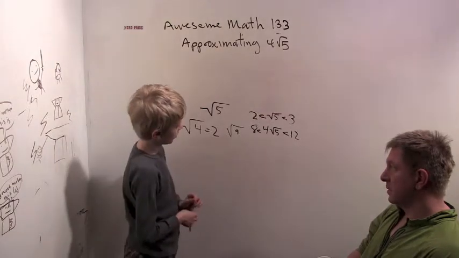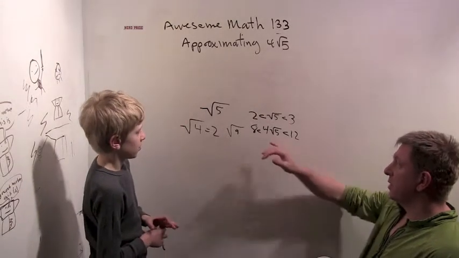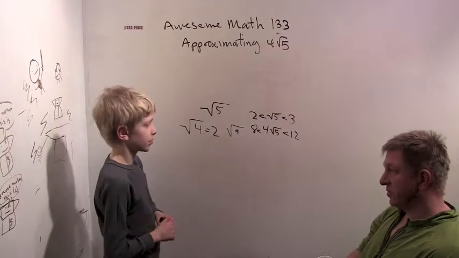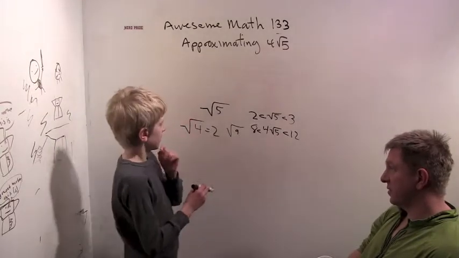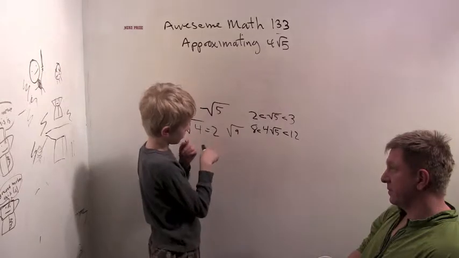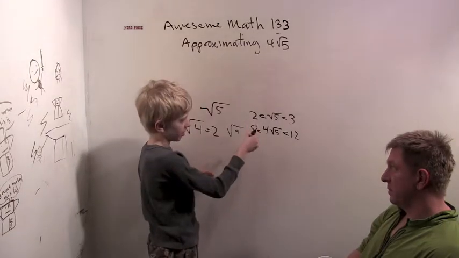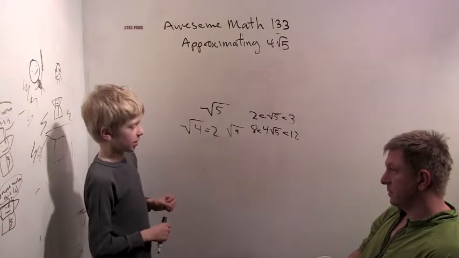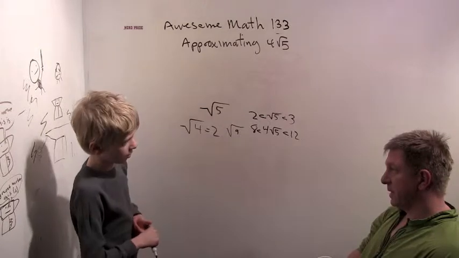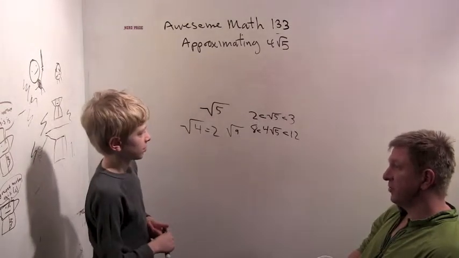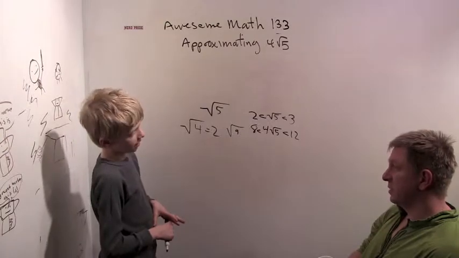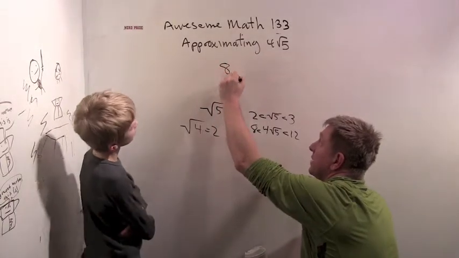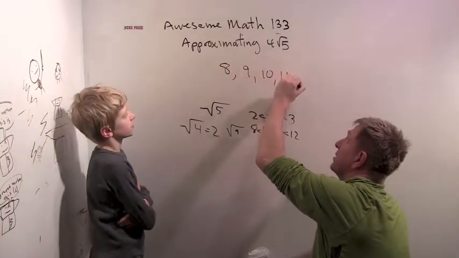We know 4 times the square root of 5 is in between 8 and 12. So what are the possible integers that could be the closest to 4 times the square root of 5? Maybe 9 or 10. What are all of my choices? Well, the closest integer might be 8, 9, 10, 11, and 12. Okay, very good. So it might be 8, 9, 10, 11, or 12.